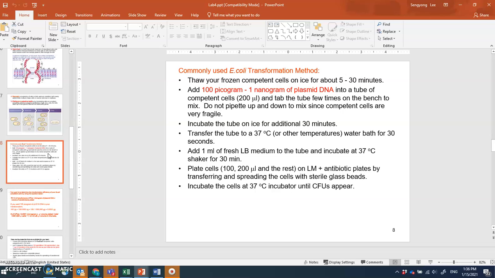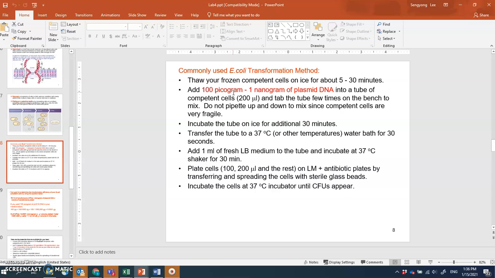So let me talk about what you will do in this lab. You'll be given frozen competent cells. The cells were treated with calcium chloride, rubidium chloride, and they will be kept on ice. Then you will add a certain amount of DNA. It is plasmid DNA given in a known quantity, about 100 picogram or 1 nanogram of DNA. So you need to know how much you are given. That DNA will be added to the competent cells. Since competent cells are treated with the calcium chloride, DNA molecules will also be neutralized.